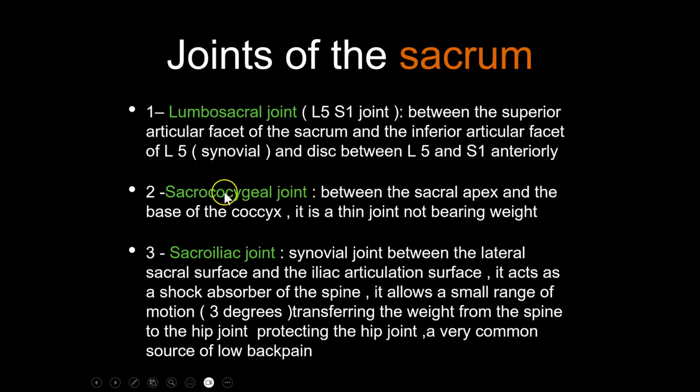And below we find the sacrococcygeal joint between the sacral apex and the base of the coccyx, and it's a thin, weak joint not bearing weight. And also the sacroiliac joint is a synovial joint, a very big joint between the lateral surface of the sacrum and the iliac bone, iliac articulation.